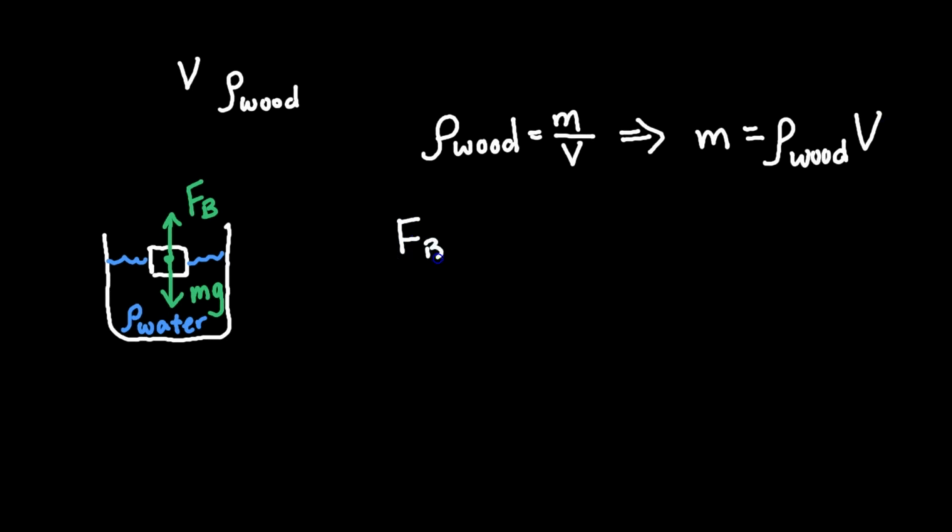Since the wood is in static equilibrium, we know that the forces are balanced. The buoyant force equals the gravity force, which is mg. If we substitute the mass is equal to rho times V for the mass here, we get that the buoyant force is equal to the density of the wood times the volume of the wood times g.